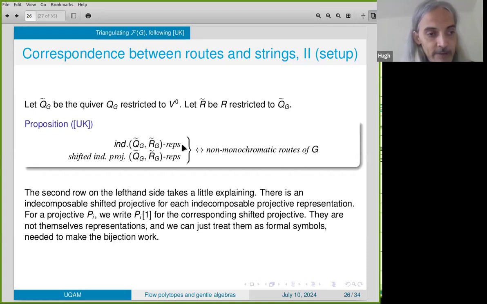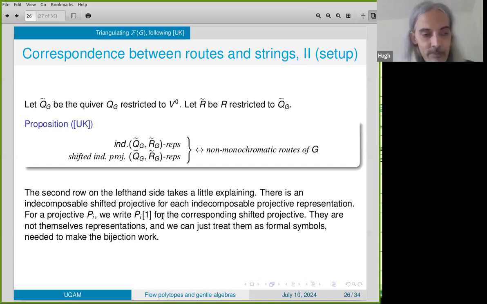Over on this side, we have the indecomposable representations, and we have what I call the shifted indecomposable projective representations. So these are things that also show up in tau tilting theory, and so they're not actual representations. We can think of them as just a formal symbol for each indecomposable projective. We introduce the formal symbol, we write P_i shifted by 1, for something that we're going to talk about as if it was a representation, but it isn't one. And so we can just work like that.